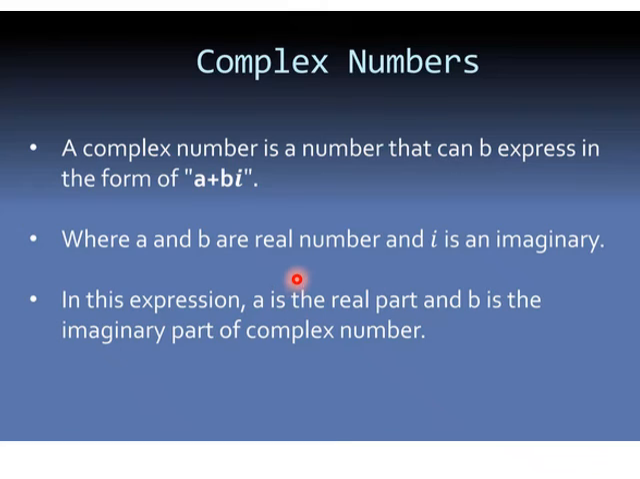What is a complex number? A complex number is a number that can be expressed in the form a plus bi. We can also write it as a plus ib. So what is a and b? a and b are real numbers and i is an imaginary number. Although a and b are real numbers, a is called the real part and b is the imaginary part of the complex number.